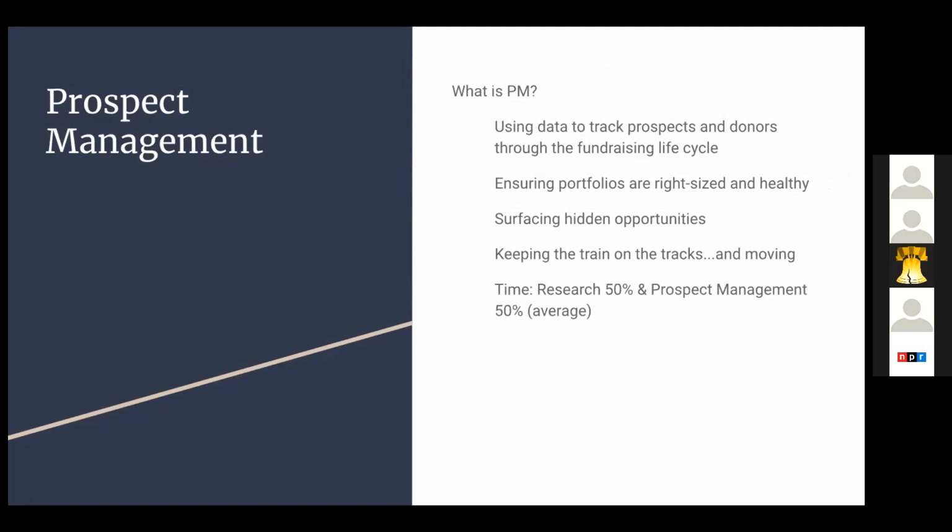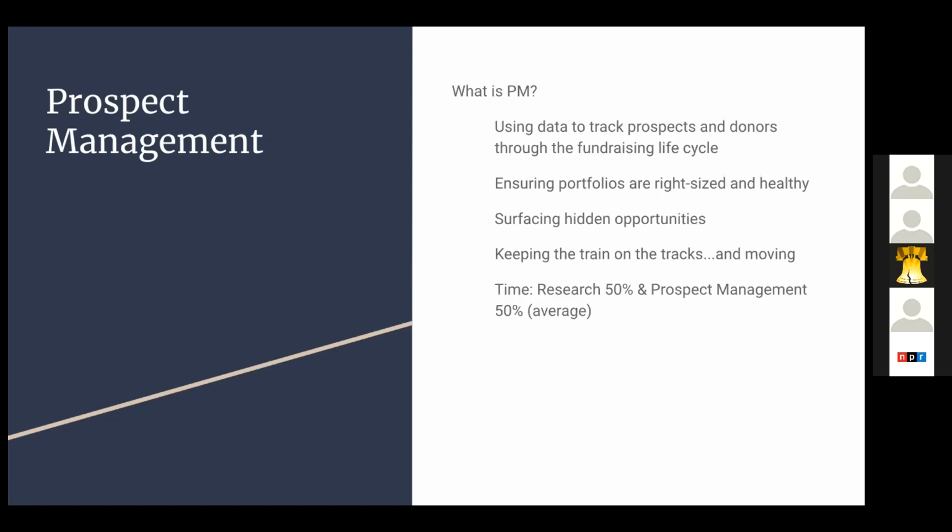So prospect management, Emily touched on this as well. Prospect management is just a way to use data to track all of your donors, and well, your assigned major gift donors and prospects, through their life cycle with you. So you know at any time sort of where they are in the process, and are you moving them? If you keep asking for the same amount over and over again, it's good to have the data to show you where the room for growth is, or where there are incredible hidden opportunities for increased asks or planned gift asks, things like that.